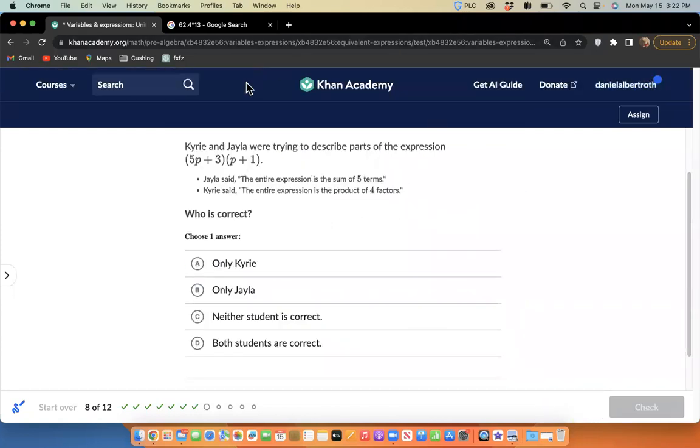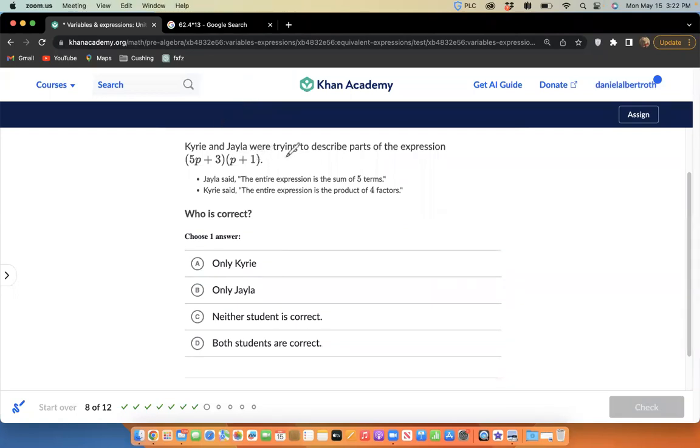All right, this one says, Kyrie and Jayla were trying to describe parts of an expression. Good for them. So they've got this 5p plus 3 times p plus 1. Jayla says the entire expression is the sum of 2 terms. So these 2 terms are being multiplied. This is actually one term. Kyrie said the entire expression is the product of 4 factors. So we'd be multiplying 4 things together. My goodness, this looks to me like one term with 2 factors.